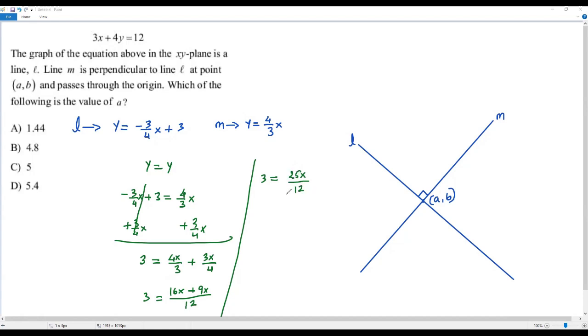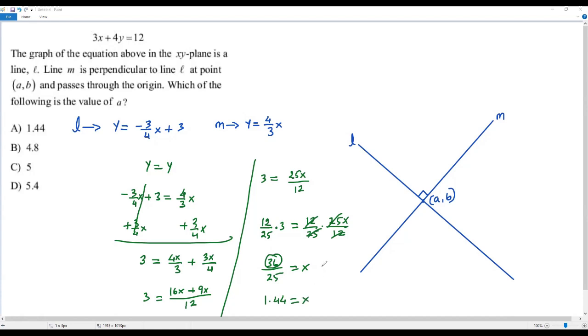For that, we have to multiply both sides of this equation by the reciprocal of this fraction 25 over 12, that is 12 over 25. Let me do it. That is 12/25 times 3 = 12/25 times 25x/12. I multiply both sides of this equation by the reciprocal of this fraction. Here this 12 will cancel out, this 25 will cancel out, and 3 times 12 is 36 divided by 25. On the right side we have x. When I divide 36 by 25, I am getting 1.44.